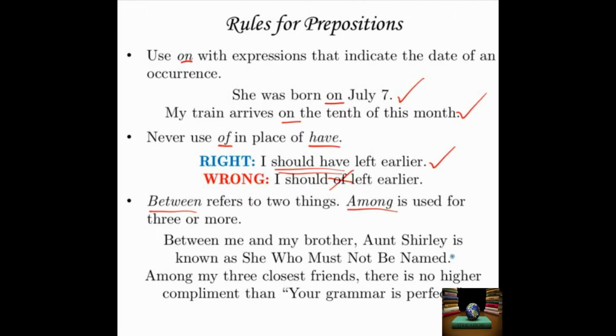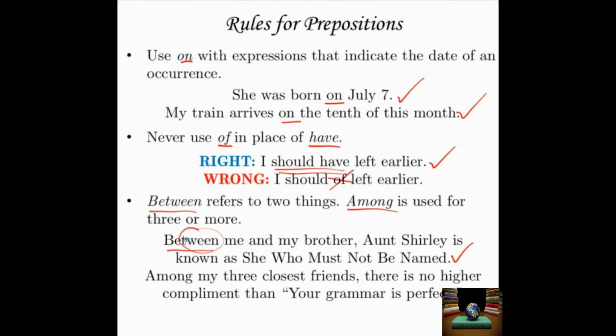Between me and my brother, Aunt Shirley is known as she who must not be named. Now, obviously, we're talking about a relationship with my brother. There's only two people in this relationship, me and my brother, so we use between. Just remember that tween looks kind of like twin, and there are two twins, so just remember it means tween.